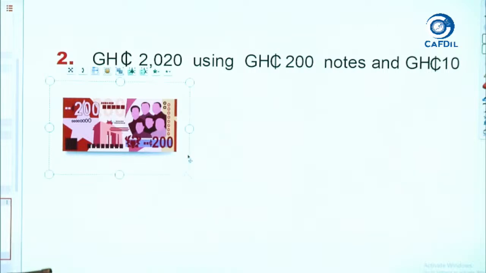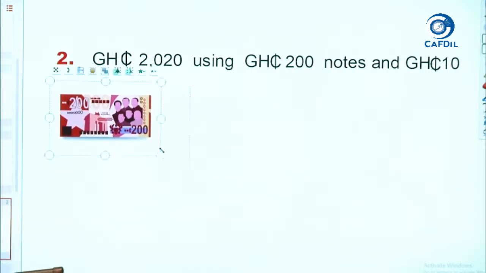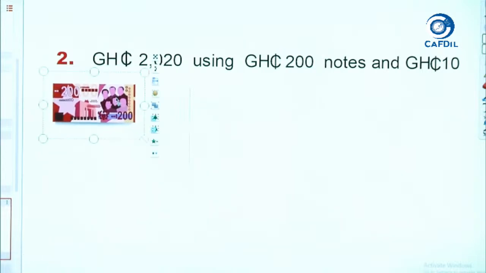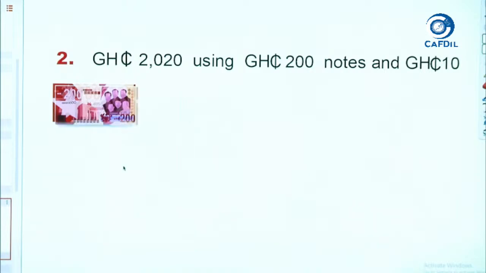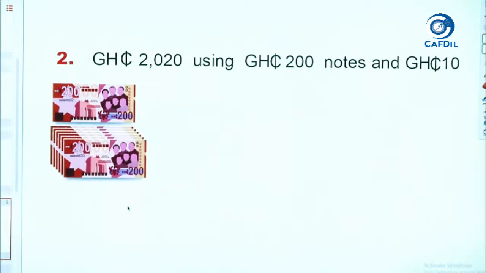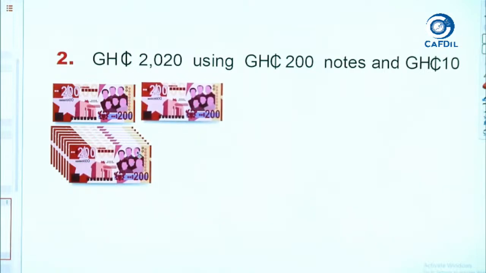These two, I can decide to use 10 of the 20 cedis notes. So if I use 10 of the 20 cedis notes, 10 times 20 is 2,000. And we'll be left with 20 cedis. And the 10 Ghana cedis, I can use just 2 of the 10 cedis.